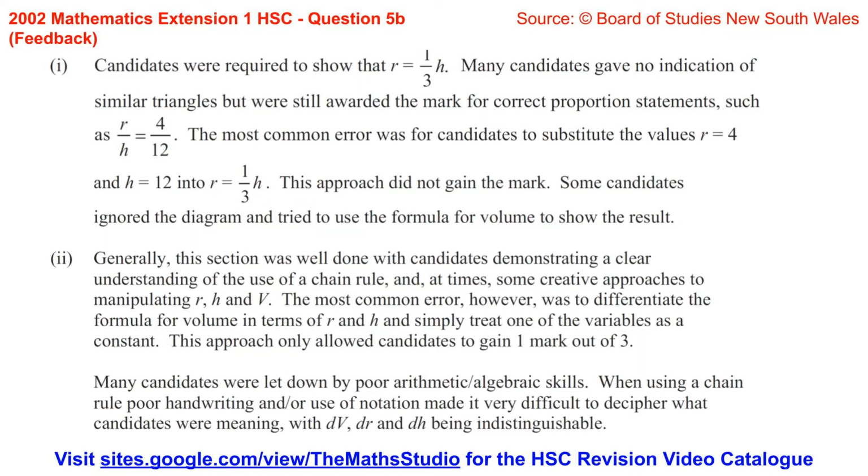Many candidates were let down by poor arithmetic and algebraic skills. When using a chain rule, poor handwriting and/or use of notation made it very difficult to decipher what candidates were meaning, with dV, dr and dh being indistinguishable.